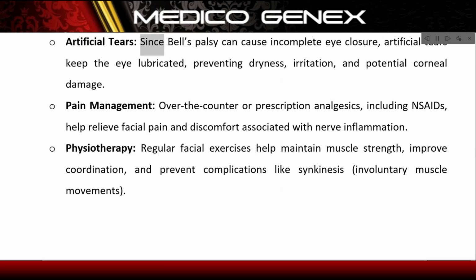Artificial tears. Since Bell's palsy can cause incomplete eye closure, artificial tears keep the eye lubricated, preventing dryness, irritation, and potential corneal damage. Pain management. Over-the-counter or prescription analgesics, including NSAIDs, help relieve facial pain and discomfort associated with nerve inflammation. Physiotherapy. Regular facial exercises help maintain muscle strength, improve coordination, and prevent complications like synkinesis, involuntary muscle movements.